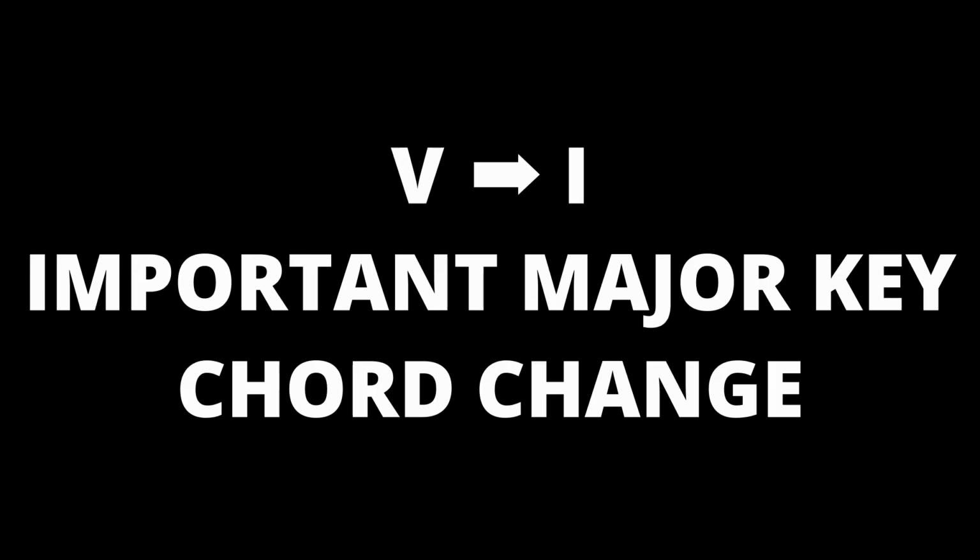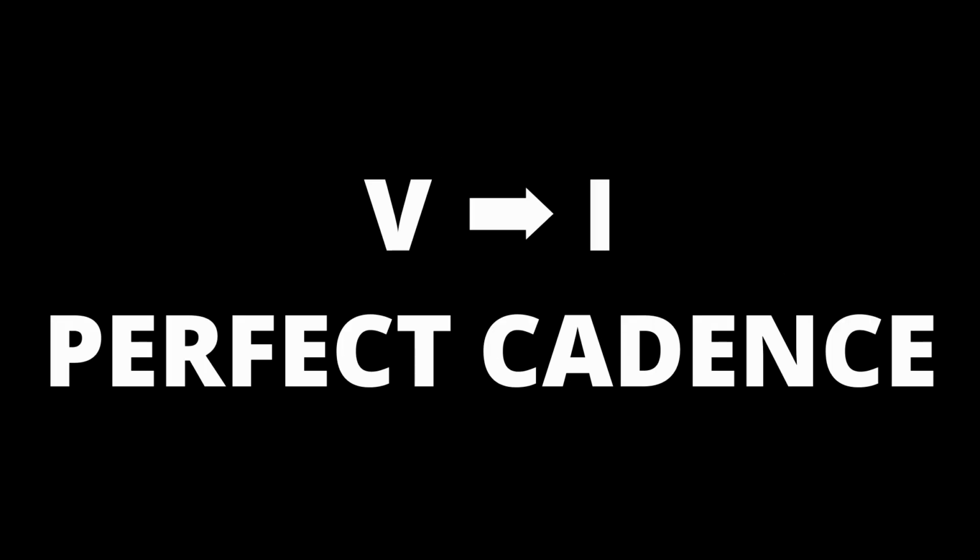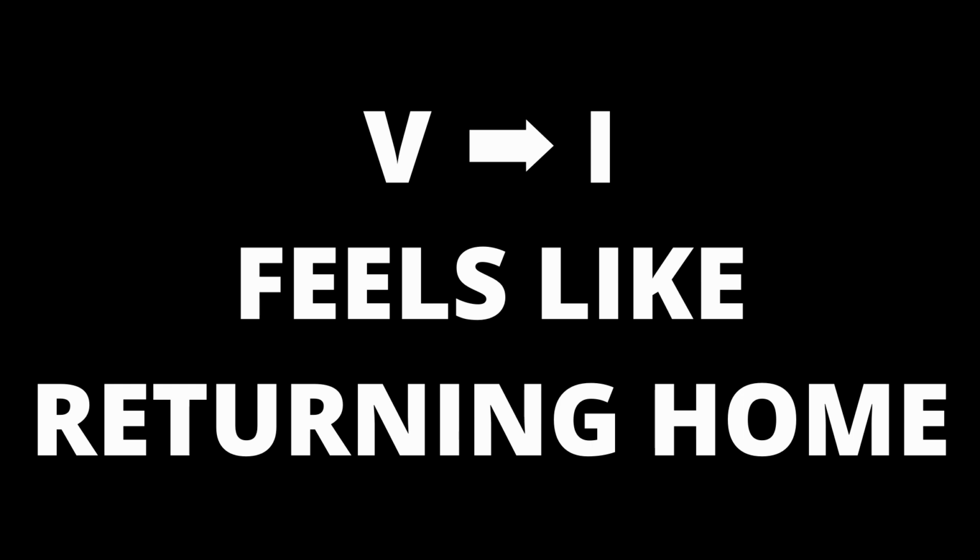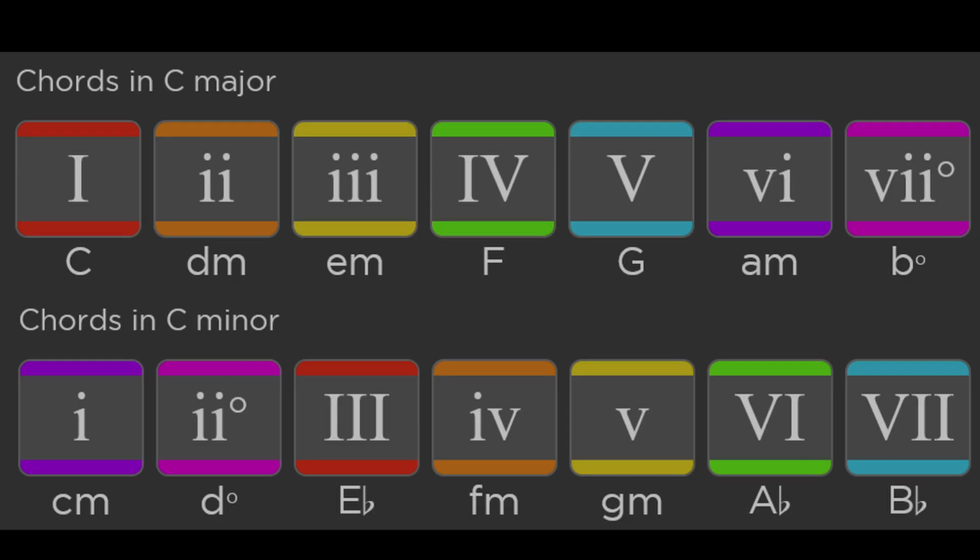One of the most important relationships in major key songs is between the 5 chord and the 1 chord. Moving from 5 to 1 is called a perfect cadence. Playing this chord change will provide a very strong feeling of returning home. By doing so, it will reinforce the major key feeling. You can see that the major 5 chord only appears in our major key chords.